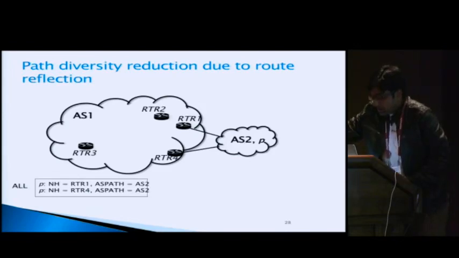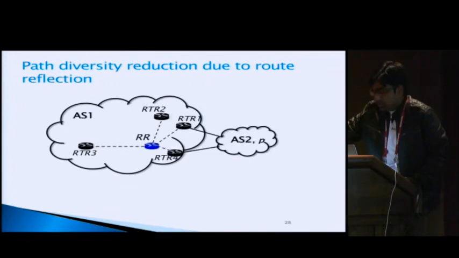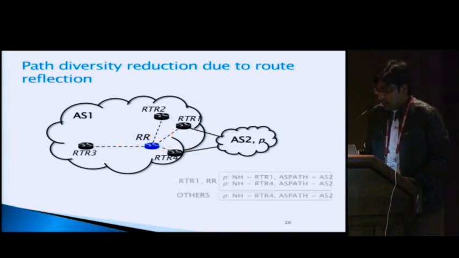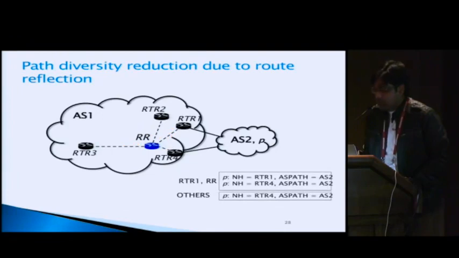Now let's replace the full mesh IBGP with RR. So now these are my clients and I have an RR in between. What happens is the routes I learn will come to my RR. The RR will process those routes and send only the best one. So now what happens for the other routers? Let's say in case of router 3, it will have only a single path.